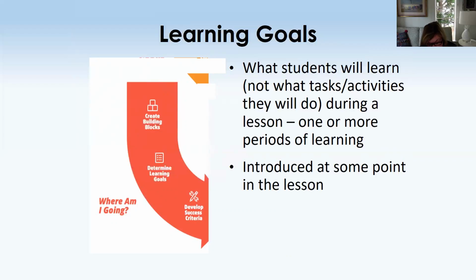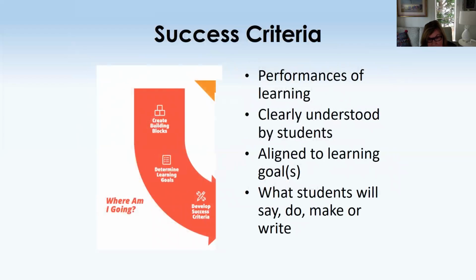And the second part of this is the success criteria. These are the performances of learning. So not only do they need to understand the learning goal, they need to be helped to understand what the goal means in terms of the criteria. What does it mean to actually meet the learning goal? And of course, the success criteria need to be aligned to the goal, because they're the indicators of the student learning. And so we can think about what students will say, do, make, or write to indicate that they're on track to meeting the goal and have met the goal.